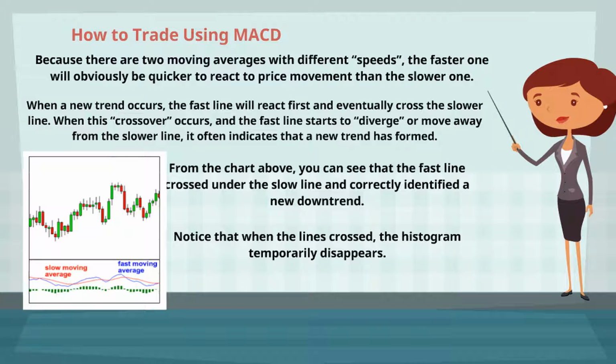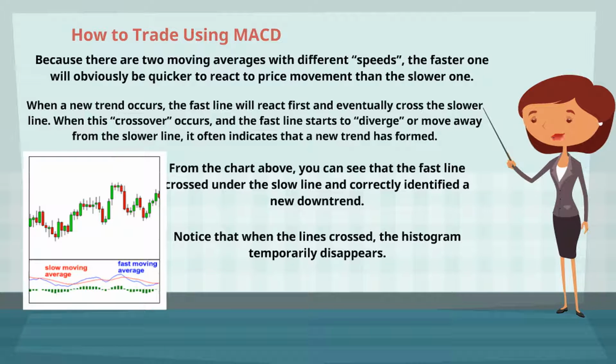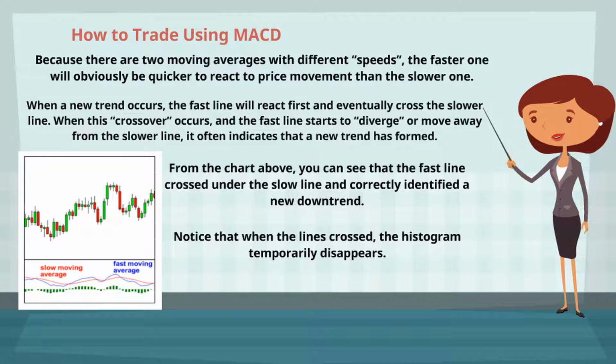Because there are two moving averages with different speeds, the faster one will obviously be quicker to react to price movement than the slower one. When a new trend occurs, the fast line will react first and eventually cross the slower line. When this crossover occurs, and the fast line starts to diverge or move away from the slower line, it often indicates that a new trend has formed.